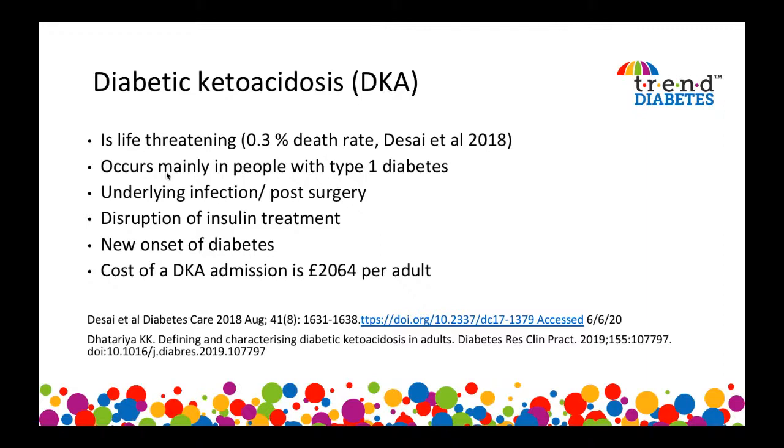New onset diabetes is also a cause, and often that's where the deaths come in. People haven't recognised the signs and symptoms of new onset diabetes, so they don't go for treatment, and they die before they're diagnosed. And the cost of an admission for DKA, which is how I'm going to refer to it now, is over £2,000 per adult.